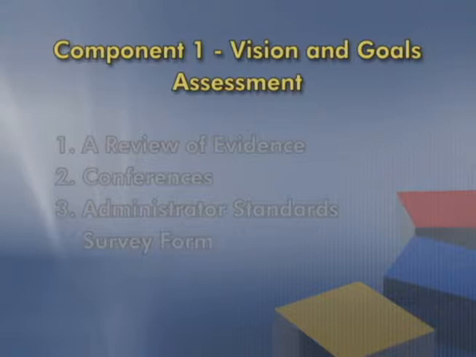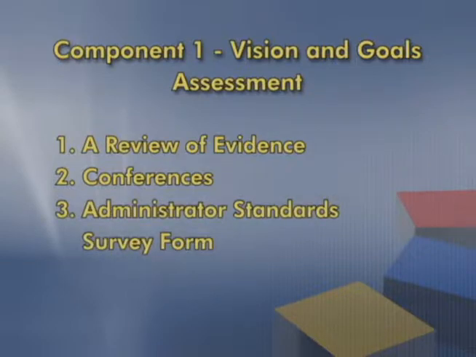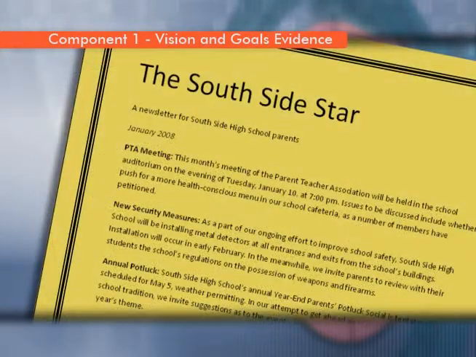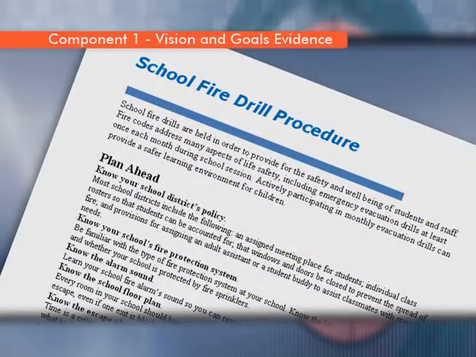Component 1 is assessed through 3 data sources: a review of the evidence provided by the administrator, conferences between the evaluator and the administrator, and the use of the Administrator Standards Survey Form. Evidence used in the assessment can include emails and memos to staff, parent newsletters, meeting agendas, descriptions of procedures and processes.